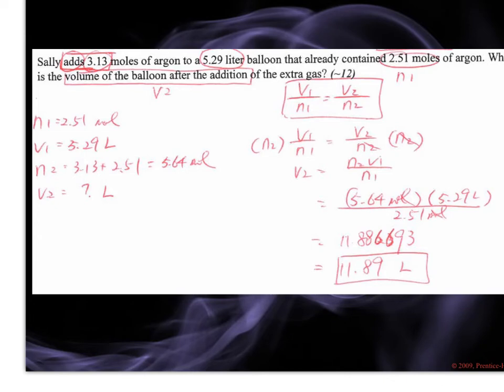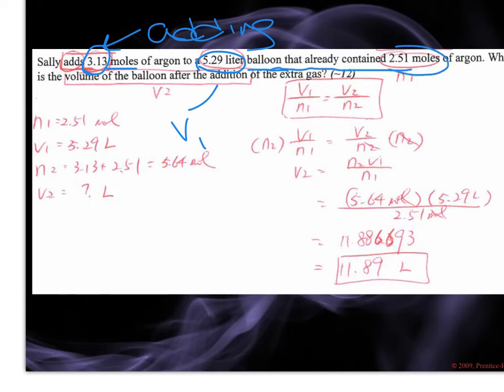Now, here's the thing that was a little bit tricky. You might originally think, okay, here's the first mole value I'm coming to. I'm going to call that N1. No, that is not true. N1 is the number of moles that was in the balloon originally. This is what she's adding. So keep on reading, okay? We do know the original volume, so I think it's pretty safe to call that V1. And that balloon, when it was 5.29 liters, contained 2.51 moles of gas. So 2.51 is actually N1, okay?